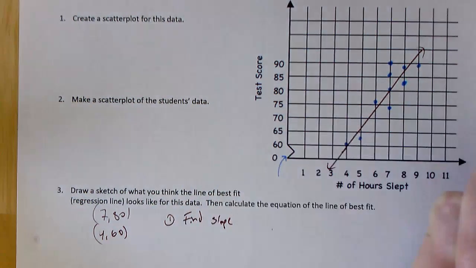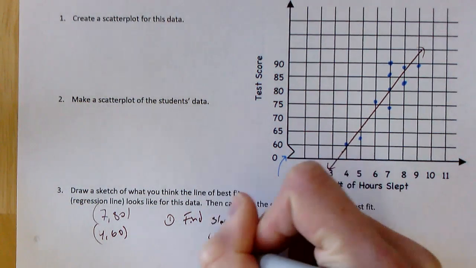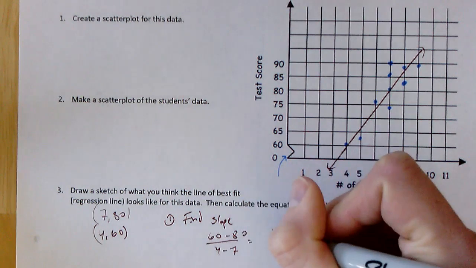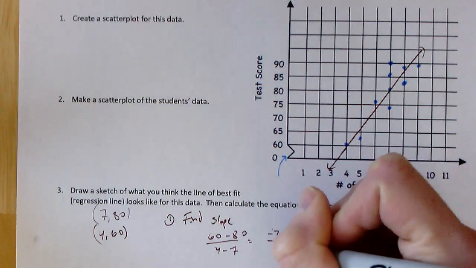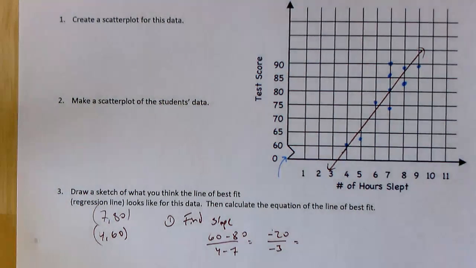The way that you find slope is y2 minus y1 over x2 minus x1. So 60 minus 80 over 4 minus 7. That's going to be negative 20 over negative 3, which works out to 20 over 3, right? Well, I guess for now I'll leave this as a fraction. We might convert it later.